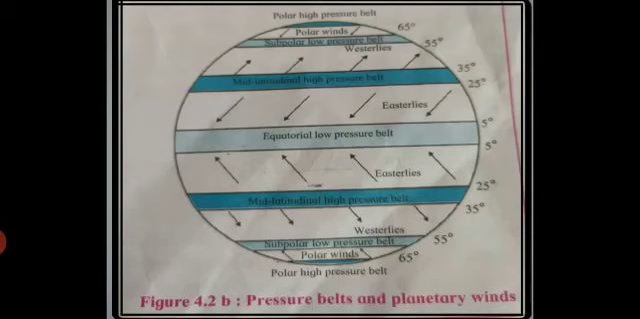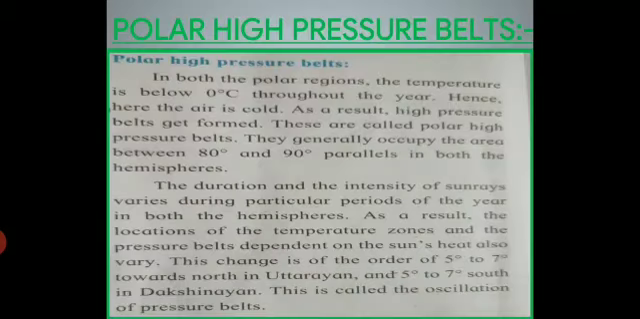Moving on to the duration and intensity of the sun rays. The duration and intensity of the sun rays varies during particular periods of the year in both the hemispheres. As a result, the location of the temperature zones and the pressure belts dependent on the sun's heat also vary. This change is of the order of 5° to 7° towards north in Uttarayan and 5° to 7° south in Dakshinayan. This is called the oscillation of pressure belts.